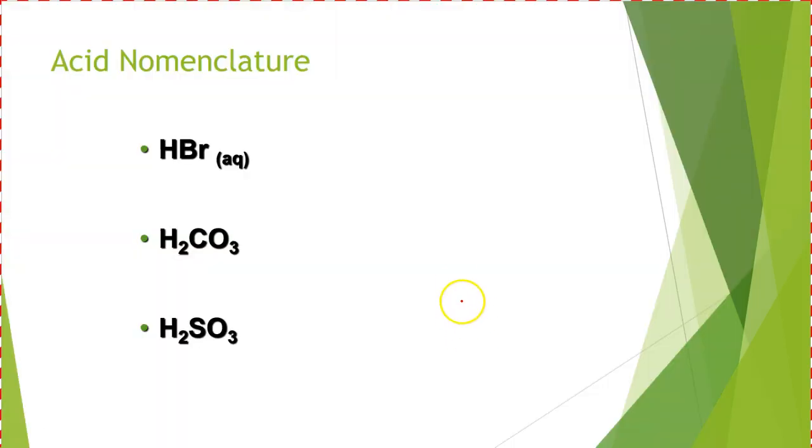So if we look at this acid nomenclature, I have HBr. Well, there's no oxygen, and it's binary. So that means we're going to begin with hydro, and then we're going to use the stem for Br.